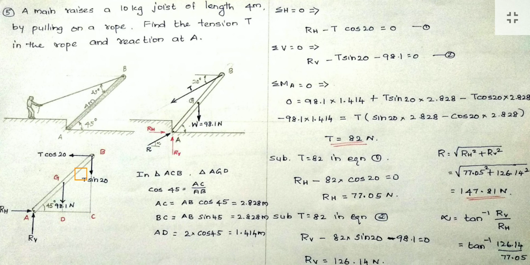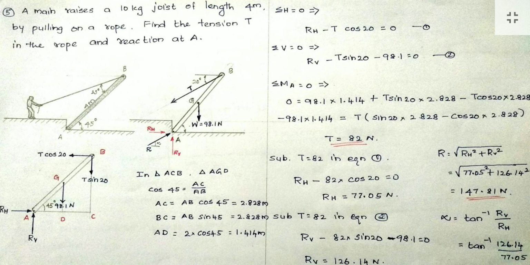And after that T cos 20, this is a leftward force. This will rotate the joist in anti-clockwise direction. So it is minus T cos 20. And here the perpendicular distance, this is a horizontal force, BC is the perpendicular distance. Then multiply with 2.828, which is equal to 0.